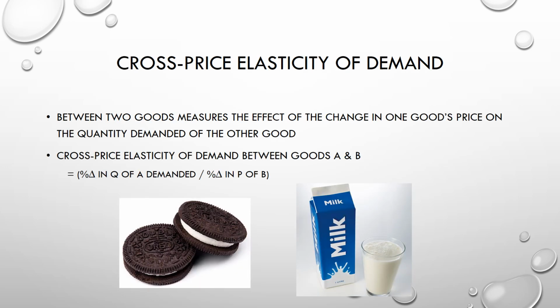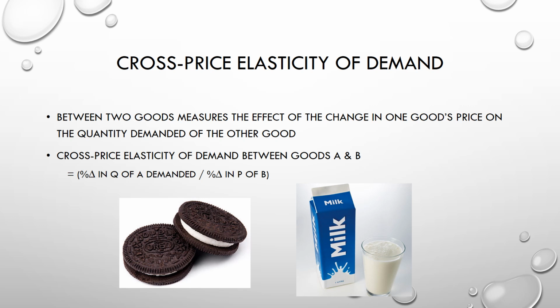All right, so what exactly is this new-fangled term? Cross-price elasticity of demand. We're looking at how the change in the price of one good will affect the quantity demanded of another good. Because remember, we talked about substitutes and complements. We have goods that go together, like milk and Oreos, and we have goods that can replace one another, like a hamburger and a chicken sandwich. So when the price of one of these changes, how much is it going to affect the quantity demanded of the other?